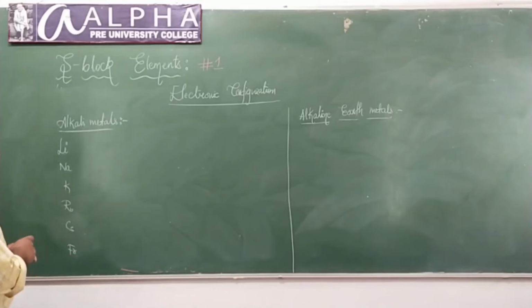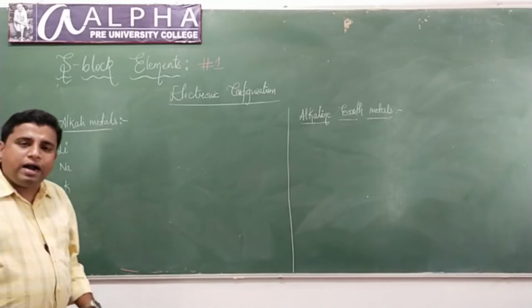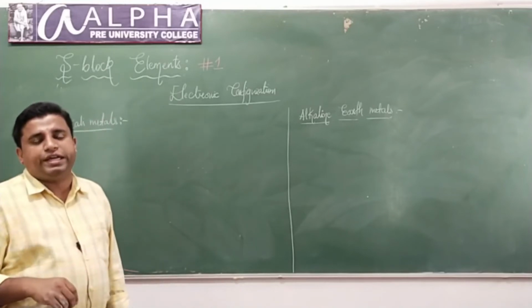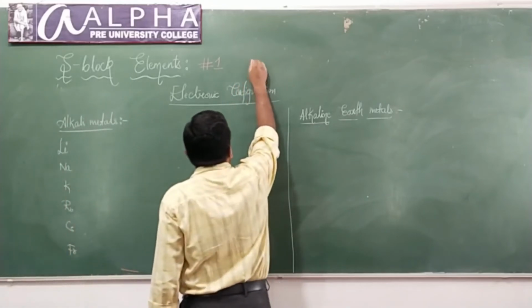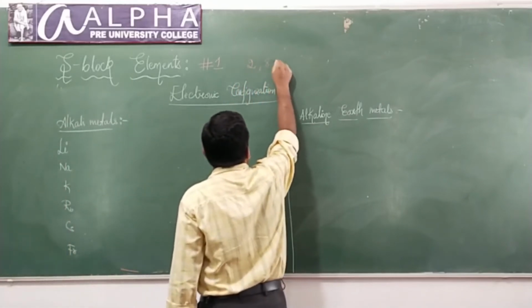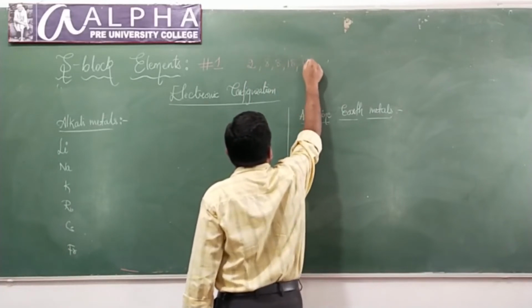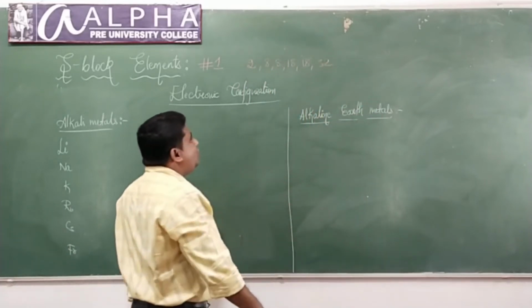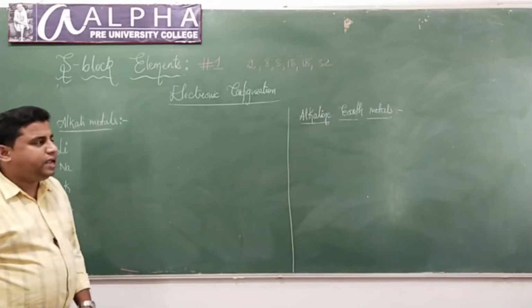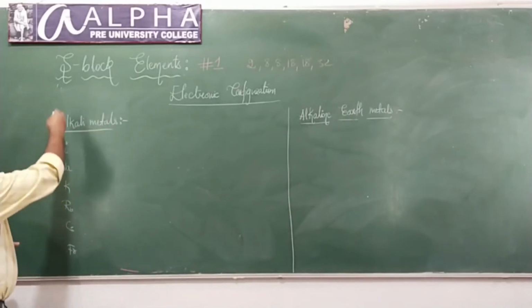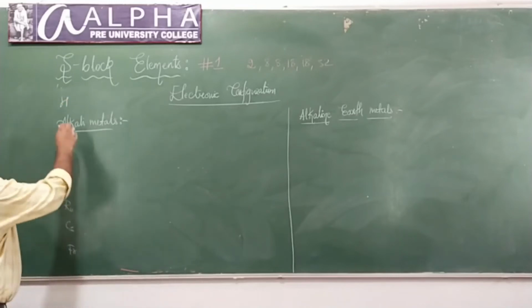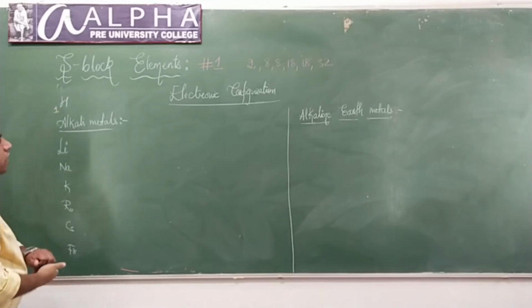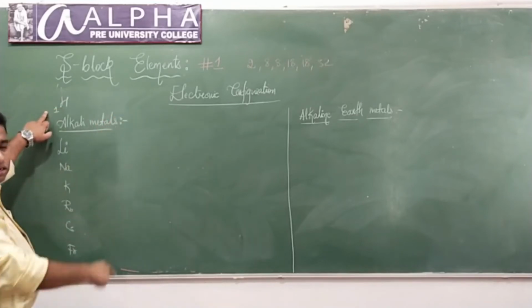If you can't remember the electronic configuration, at least remember this: 2, 8, 8, 18, 18 and 32. Which was the element prior to lithium? It was hydrogen, and its atomic number is 1.